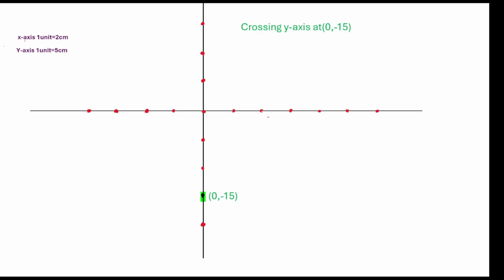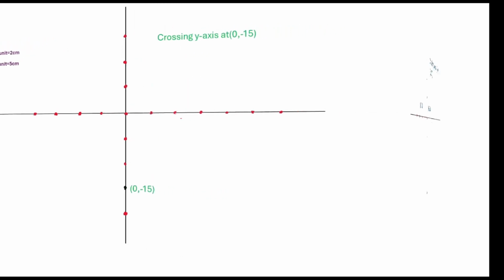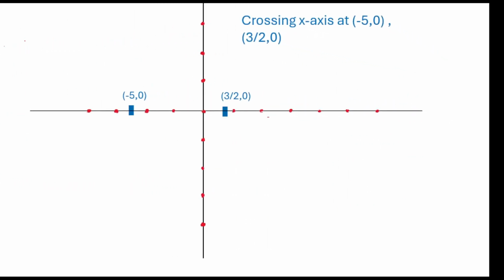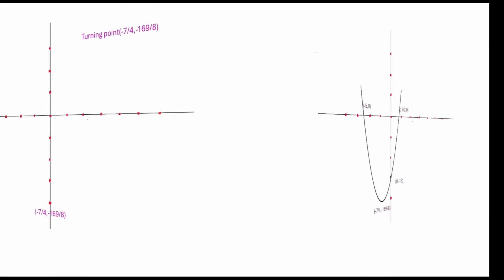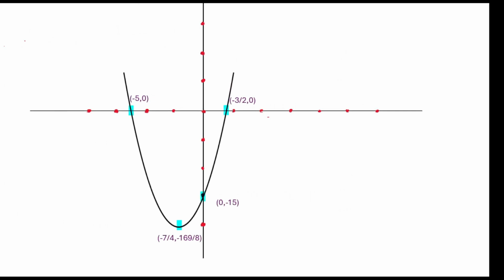Here are the steps for sketching a parabola. First mark the crossing of the y-axis as (0, minus 15). Now the crossing of the x-axis as minus 5 and 3 by 2. Mark the turning point as (minus 7 by 4, minus 169 by 8). Now draw a smooth curve by freehand.